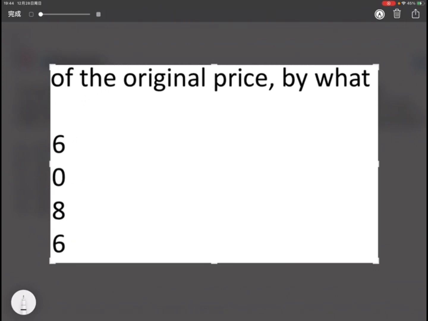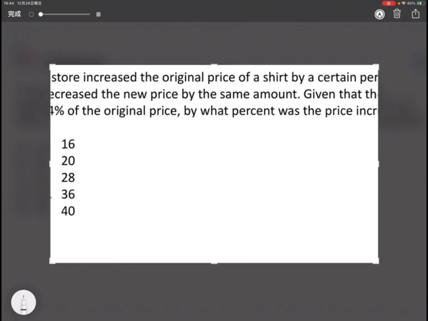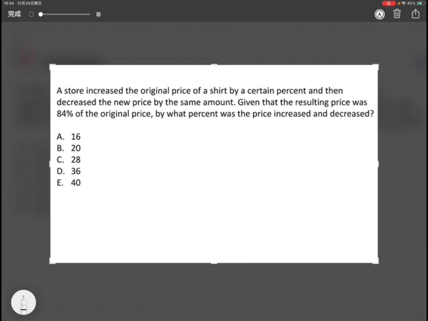So, a store increased the original price of a shirt by a certain percent, and then it decreased the new price by the same amount. And then in the results, the price was 84% of the original price. So by what percent was the price increased or decreased?